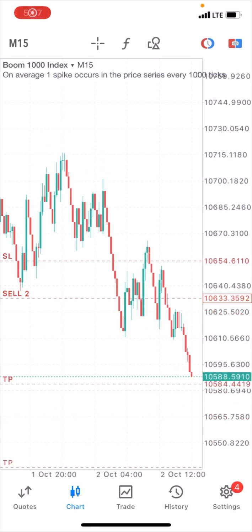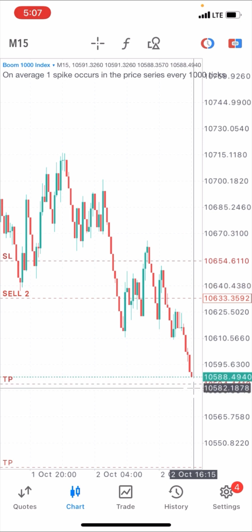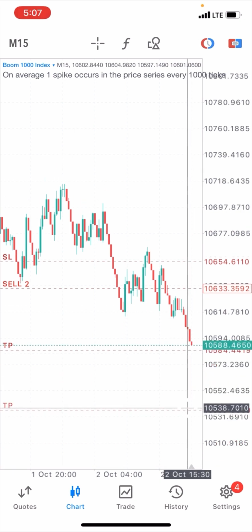Yo guys, we're about to smash that TP. All right. This is B1000 here. We're about to hit our first target here. We have the second target all the way down here, right?